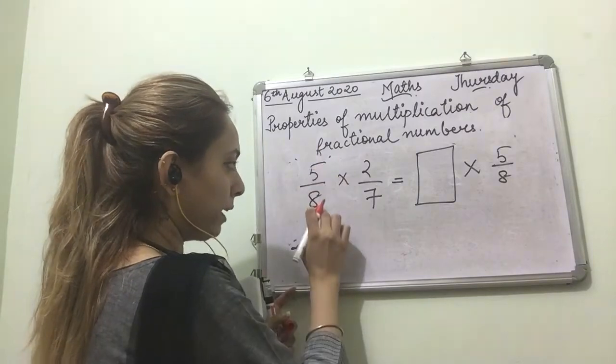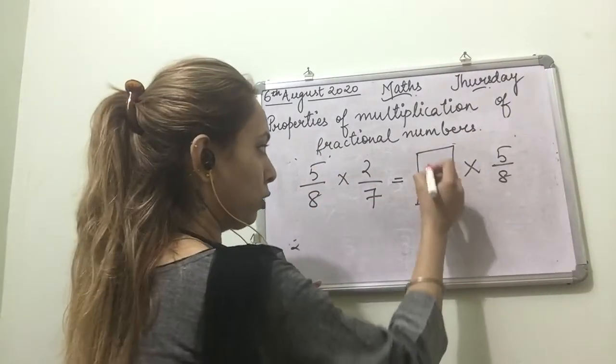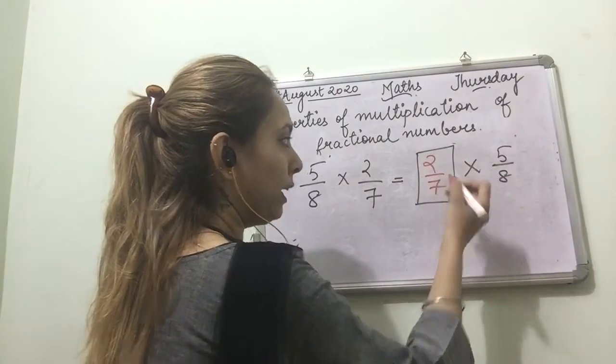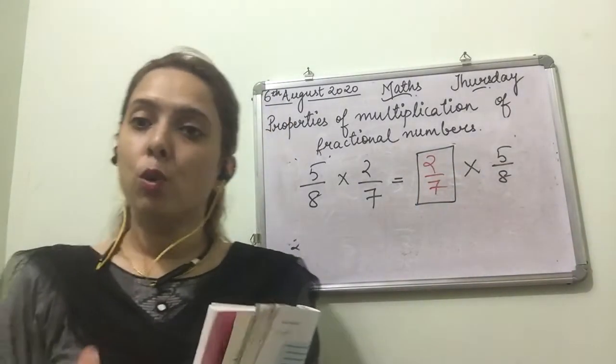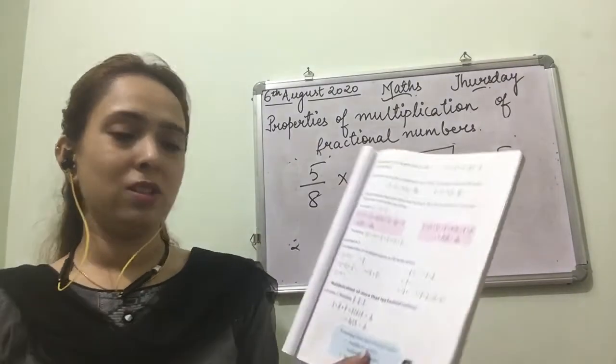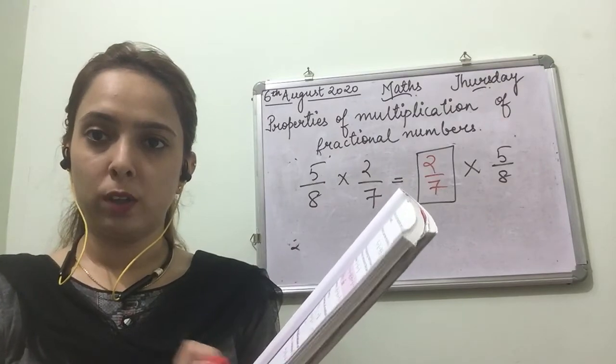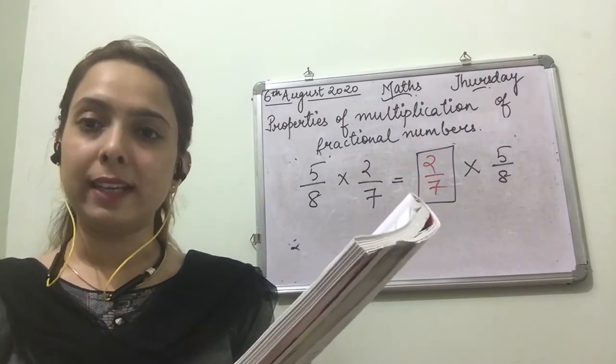So here 5 by 8 is written, here the place of 5 by 8 is later on. So you will write here 2 by 7 with the pencil. So you only have to remember the properties and solve these questions accordingly. You will do these questions on your own. Let's start the next exercise.